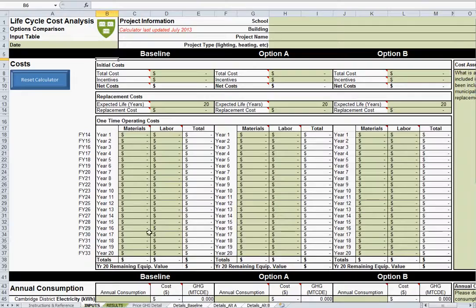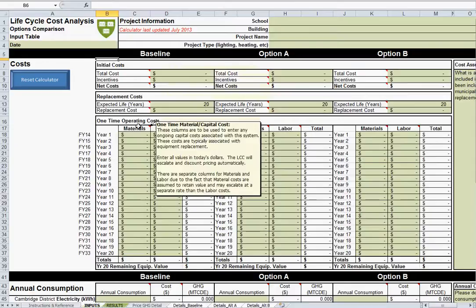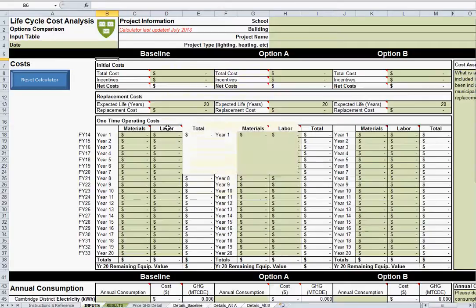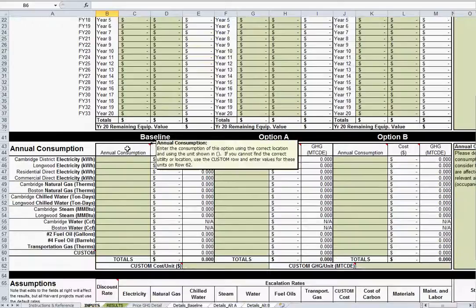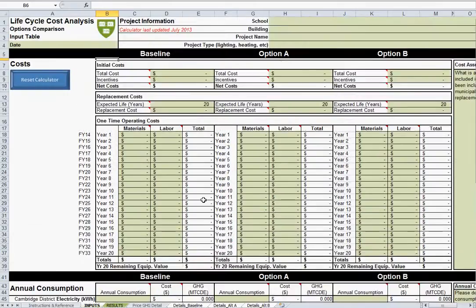And that's true on the inputs as well: total cost, incentives, how you enter that, why we distinguish between materials and labor, which I'll get into shortly, for your annual consumption, what units we are using, and how to use our custom field, which I'll describe in a bit as well. So with that in mind, you should only be filling out tables or cells that are highlighted in green.